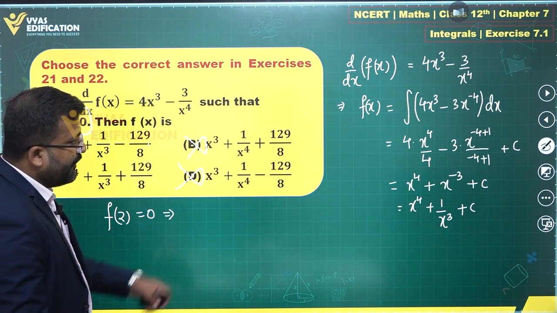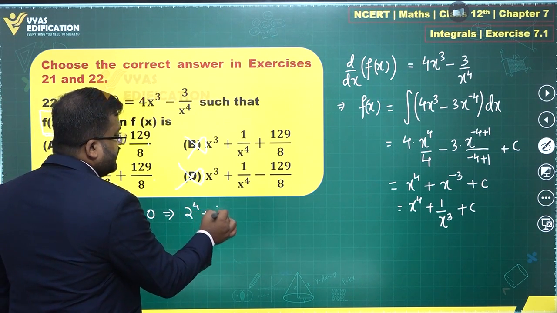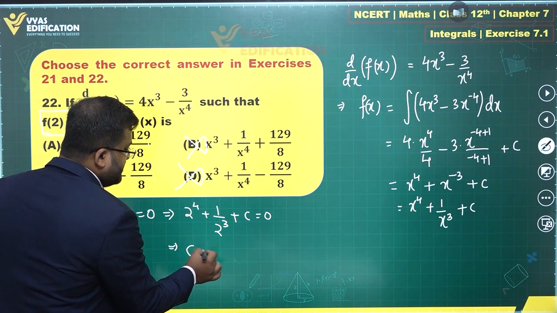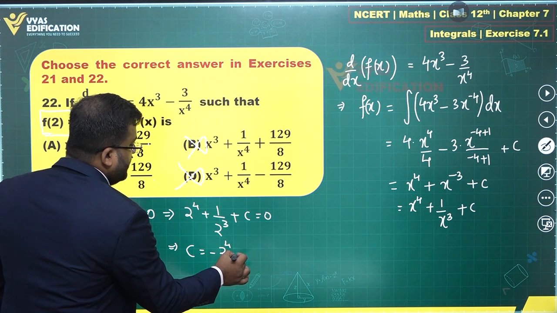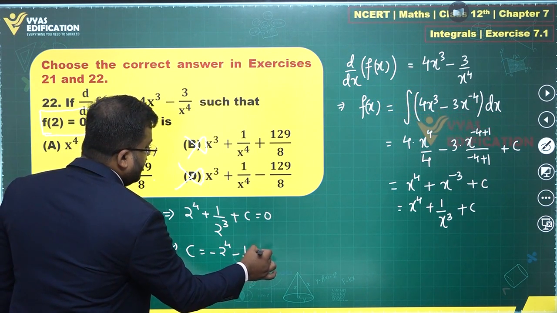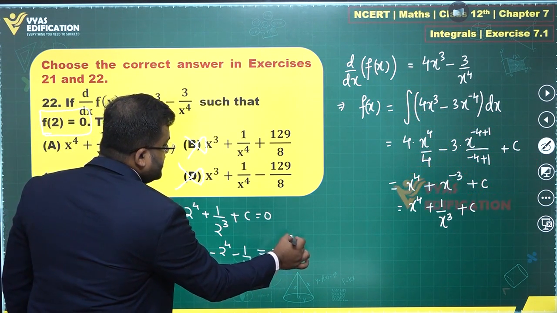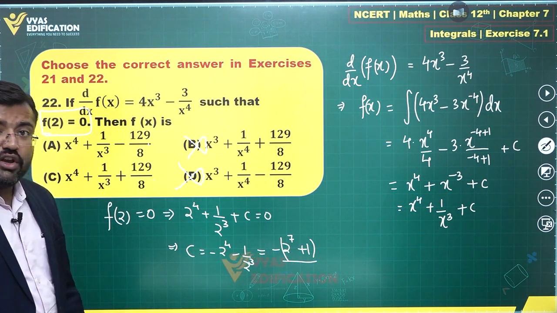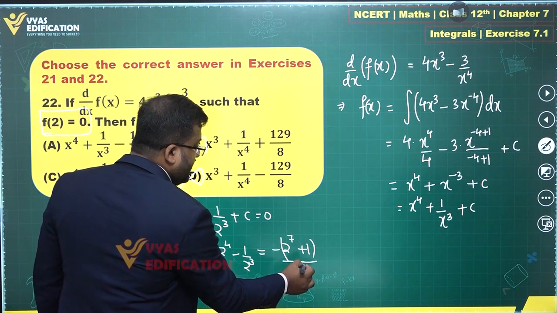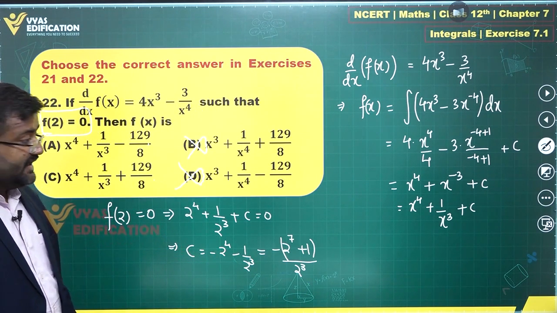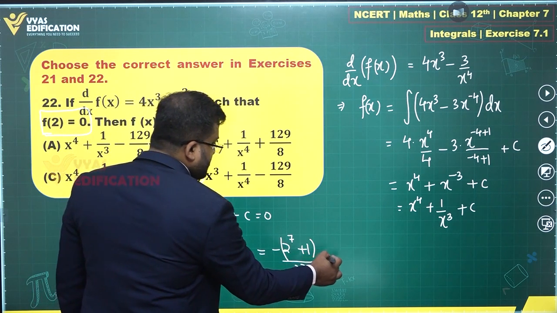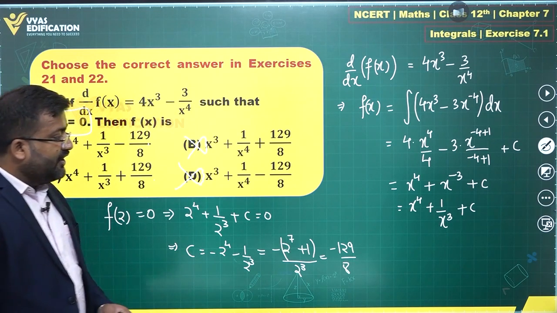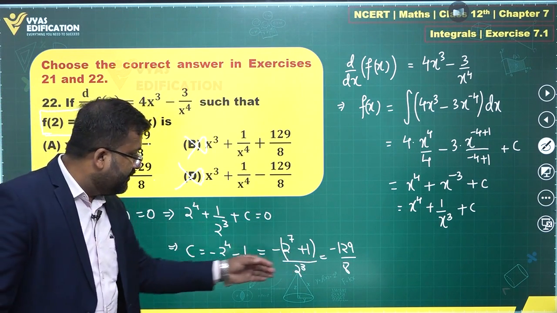This implies that 2 power 4 plus 1 upon 2 power 3 plus c is equal to 0. Which tells me c is equal to minus of 2 power 4 plus 1 upon 2 power 3. What does that tell me? This is minus 2 power 7 plus 1, if you take minus common, this is what you get. In the denominator, you have 2 power 3. This is what you get. Right or not? Yes. And 2 power 7 is 128. This is minus 129 upon 8. The value of c has been found as minus 129 upon 8.